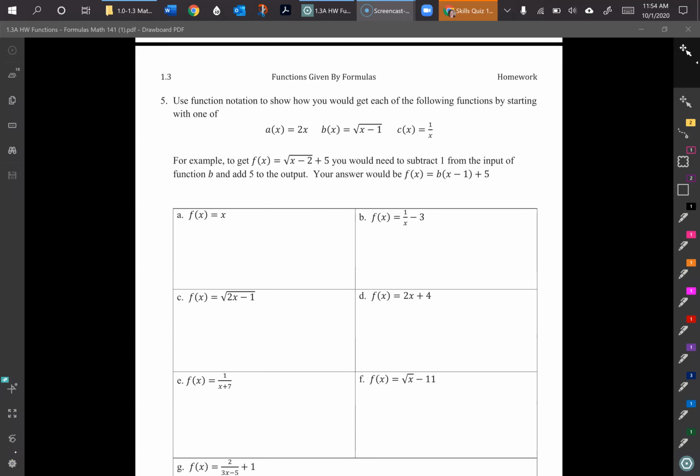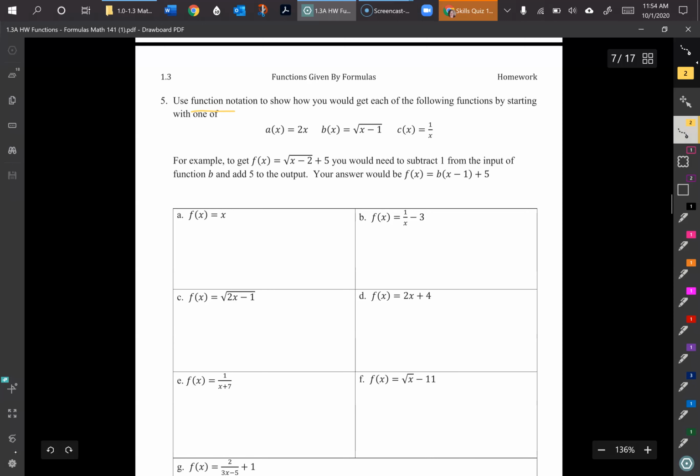In this video, I'm going to go over number 5 from homework 1.3a, functions given by formulas. It's on the paper homework for Math 141 pre-calculus. So we're going to look at using function notation to show how you would get each of the following functions by starting with one of these functions here, a of x equals 2x.